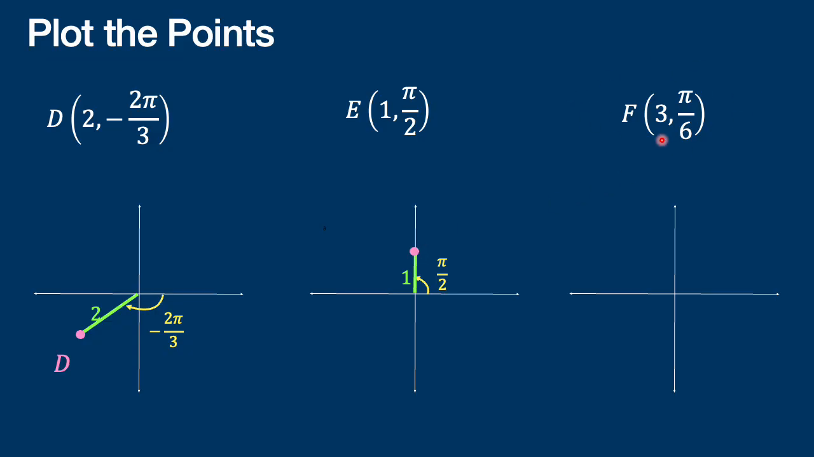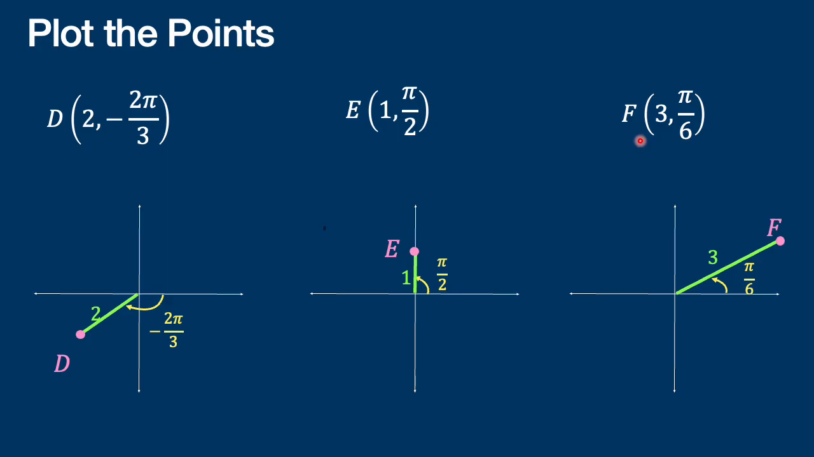So this one is pi over 6, quadrant 1. Guys, pi over 6, we sketch the angle first. But the distance from the origin is 3. This distance is going to be 3. So you plot the point F.